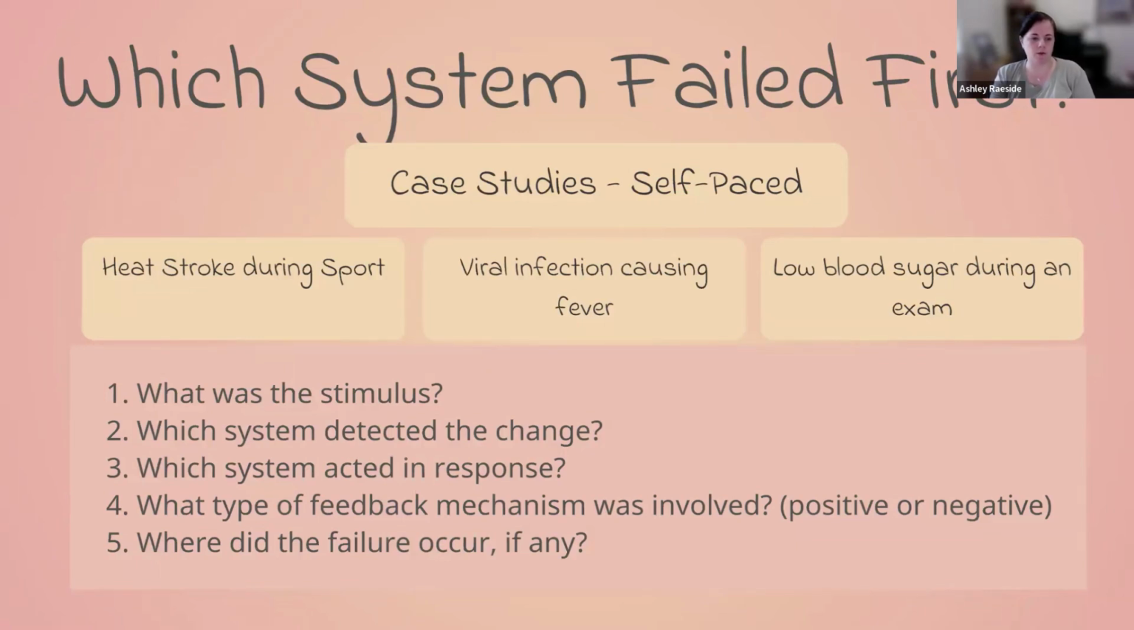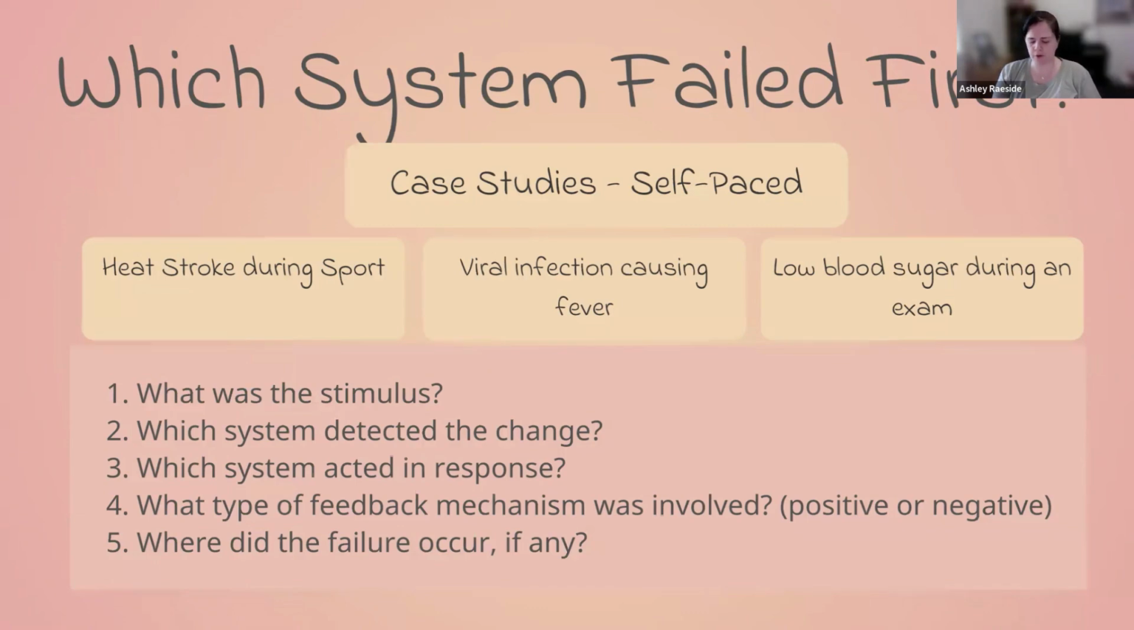So number 1, what was the stimulus? 2, which system detected the change? So nervous, endocrine, immune. 3, which system acted in response? Again, out of those 3 systems. 4, what type of feedback mechanism was involved? Was it a positive or a negative feedback? And number 5, if there was any, where did the failure occur?